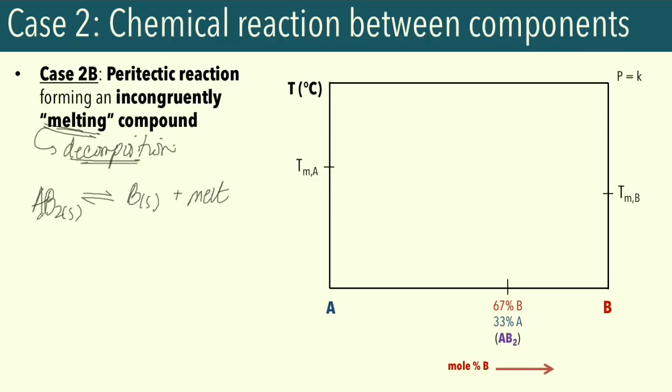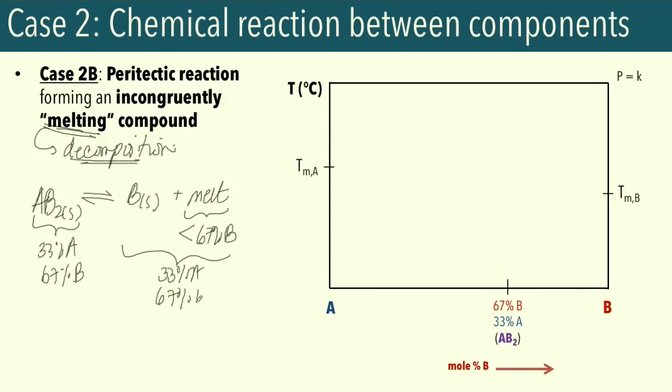Okay, so our composition of AB2, for example, we know this to be 33% A and 67% B. So when we decompose our compound, however, some of the B in this original composition is going to kind of purify out. So we expect that the composition of the melt is going to be less than 67% B. But overall, when we take into account the total composition of the mixture, it's still going to be, of course, 33% A and 67% B.